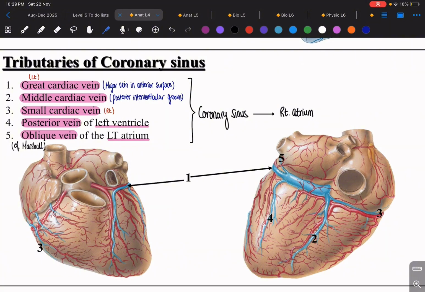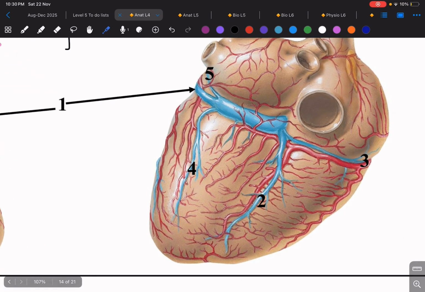Here we have a triplet, and they're together: the great cardiac vein, the middle cardiac vein, and the small cardiac vein. So these 3 are together. And if you focused from the beginning of the lecture, you'll realize that we mentioned the great cardiac vein and the middle cardiac vein before. Where did we mention them? We mentioned them when we were talking about the arteries.